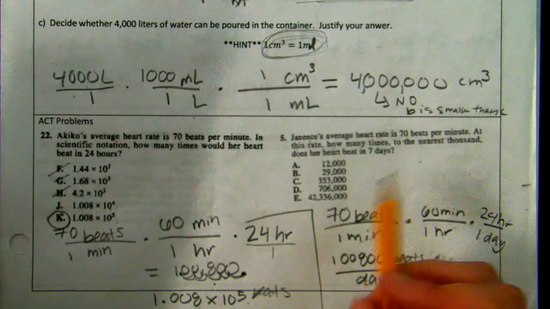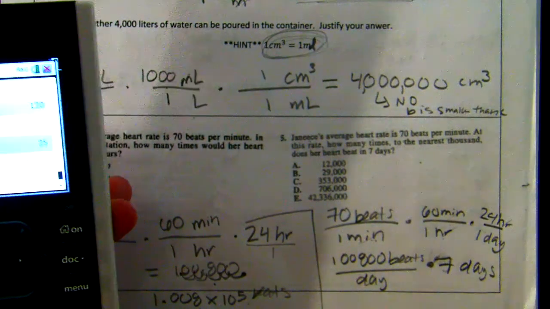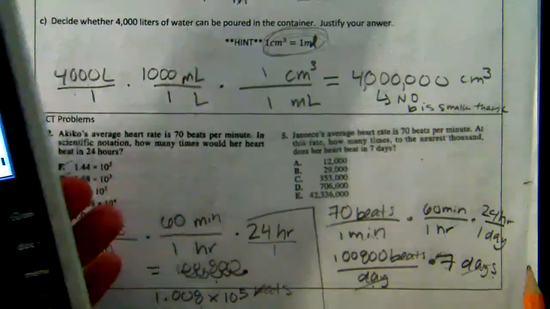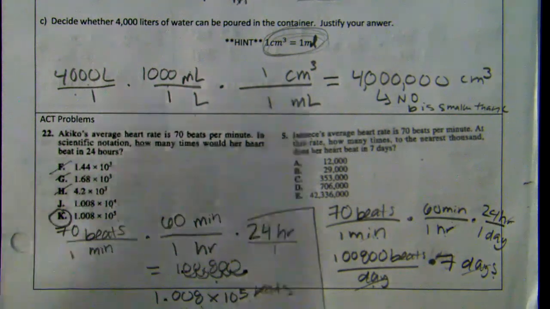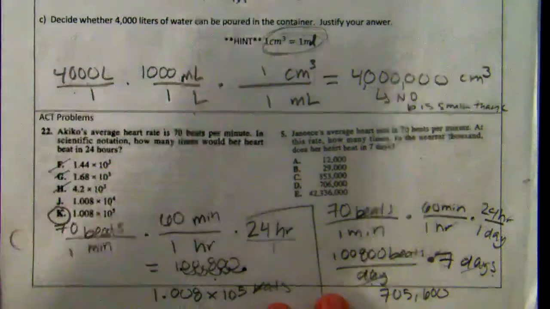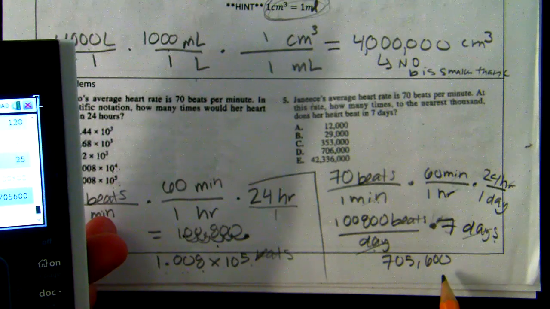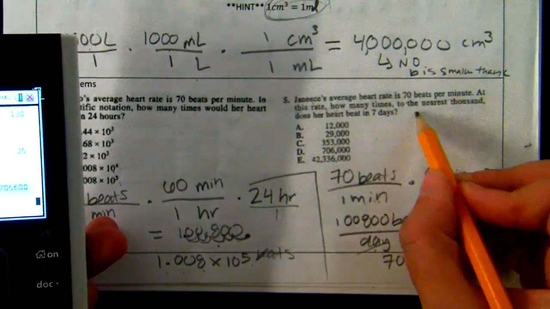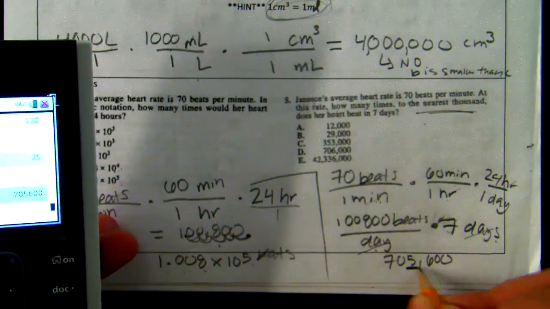Well, we know that we needed to talk about how many times her heart beats in 7 days, so I'm going to do times 7 days. So days were on the bottom over here, so we're going to have days on top over here. So that times 7 gives us 705,600. Let me just scooch that up a little bit so you guys can see. 705,600. That is not one of the exact options we see, but up here it says to the nearest 1,000. So this is our thousands place.